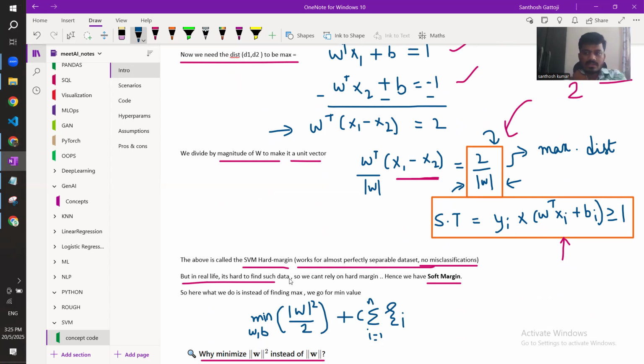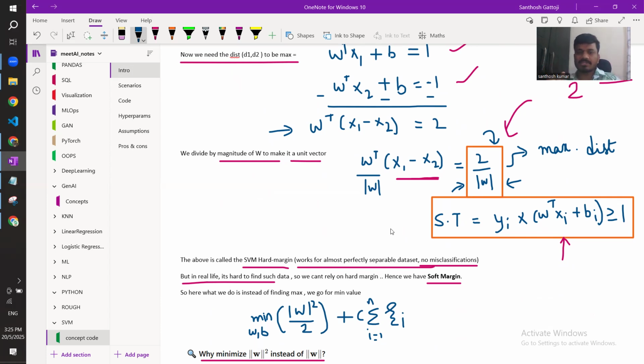I think till here we have discussed. Any doubts till here? No. Okay, fine. So now we know the equation of the plane, and we also know the criteria we are looking for to find that plane. That means this is a distance criteria and this is an equation.